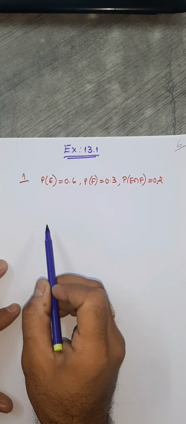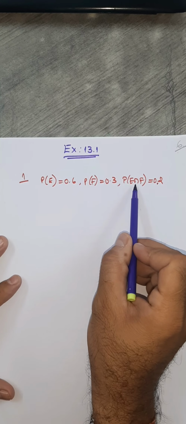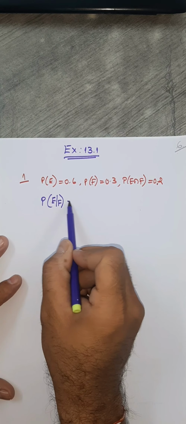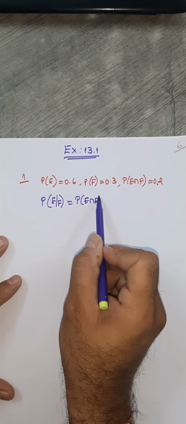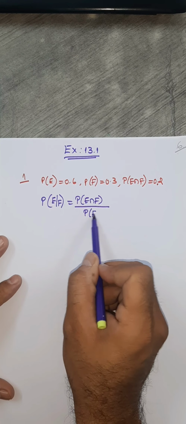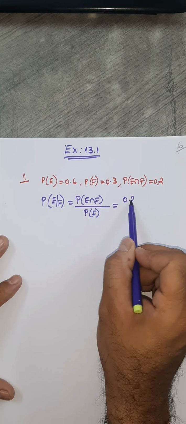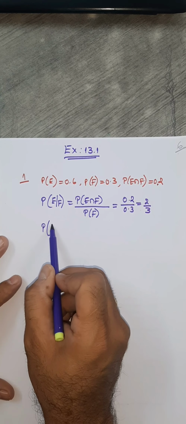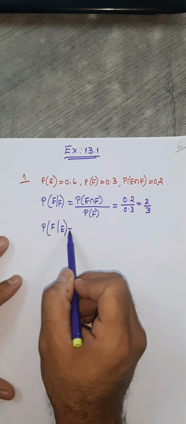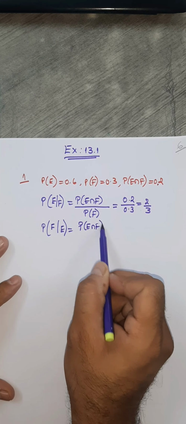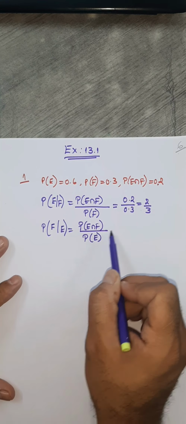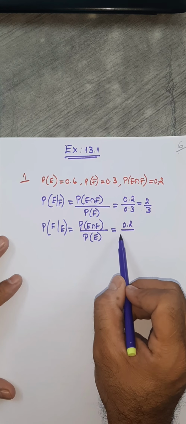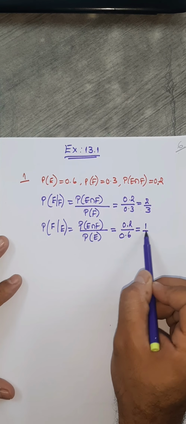13.1, first question. We are given P of E, P of F, P of E intersection F. The question is to get the probability of E given F. So we know it is E intersection F upon P of F. What is the intersection? It is 0.2. What is P of F? 0.3. So it is 2 by 3. Probability of F given the event E, which is again by the formula intersection upon probability of E. What is intersection? It is 0.2. And what is P of E? It is 0.6. So 2 by 6, which is 1 by 3.